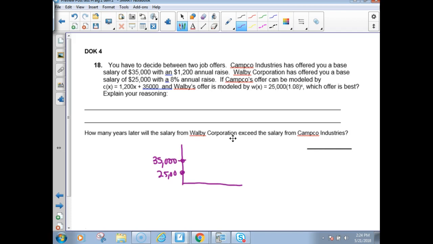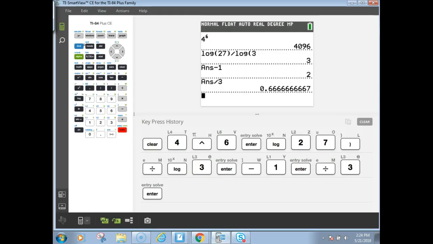The one that is, well, I want to look at these. Campco's offer is the one that's increasing on a steady basis, and it's just going up like that. Okay. Now, the other one, Wallaby's, is an exponential growth, and it does this. Okay. So if you go into your graphing calculator, you'd want to know when they're equal in pay. Okay. So check it out.